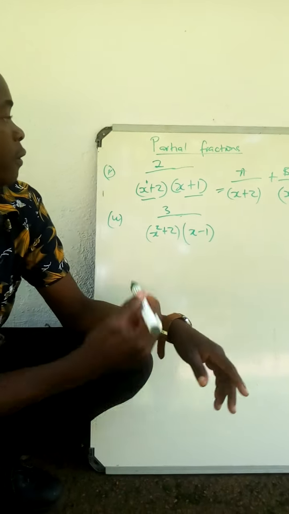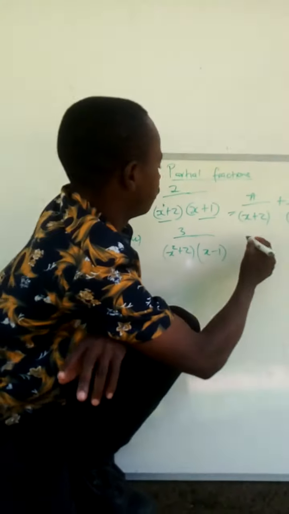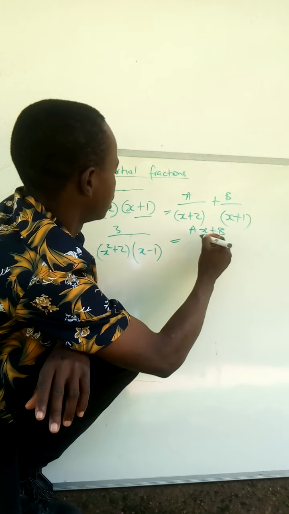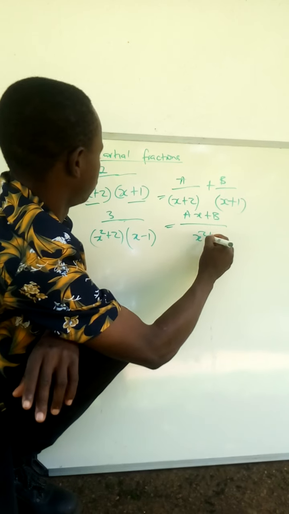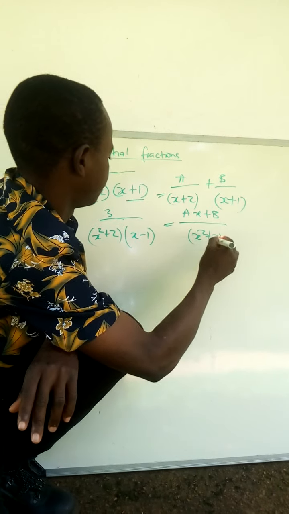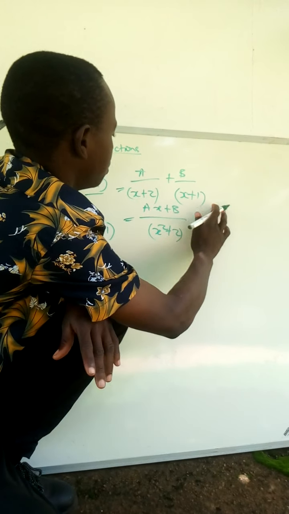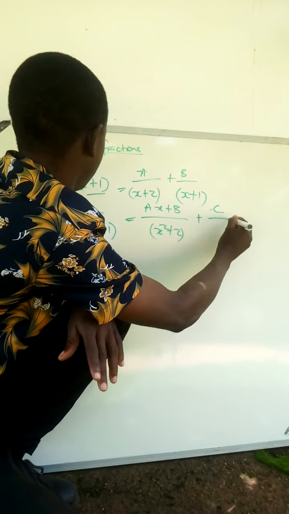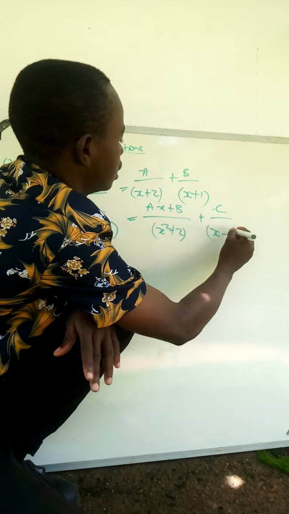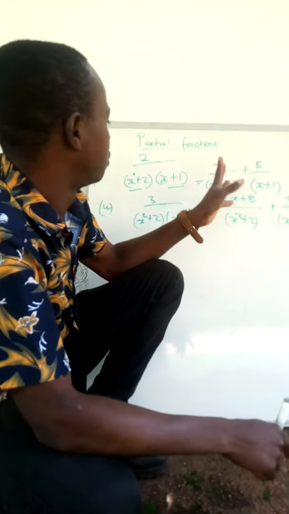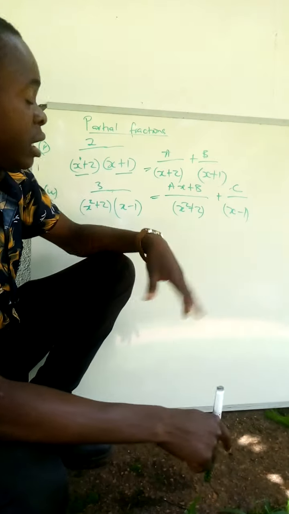For this kind of fraction, the formula is just Ax plus B over x squared plus 2x plus 3, plus C over x minus 1. This is our formula. So you are going to use these formulas to find the A and B.